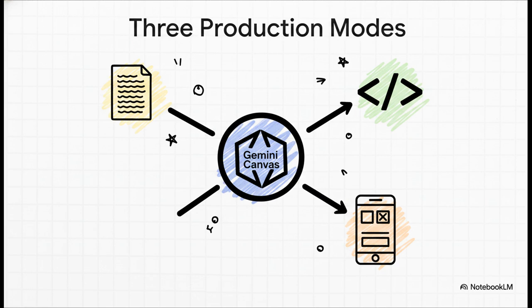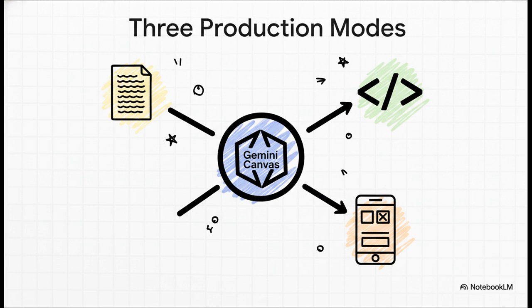What makes Canvas so versatile is that it has these three distinct production modes. You've got drafting for text, layout for turning your rough sketches into actual prototypes, and my personal favorite, coding mode. This is where you can do something called vibe coding, which is as cool as it sounds. You literally just describe what you want the code to do in plain English, and the AI generates it for you.